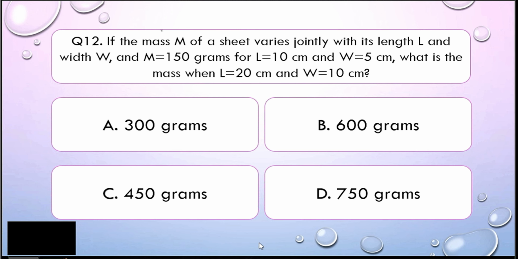If the mass M of a sheet varies jointly with its length L and width W, and M is 150 grams for the length 10 centimeters and width 5 centimeters, what is the mass when the length is 20 centimeters and the width is 10 centimeters? Is it A, 300 grams, B, 600 grams, C, 450 grams, or letter D, 750 grams? I'll give you 5 seconds to think about your answer.